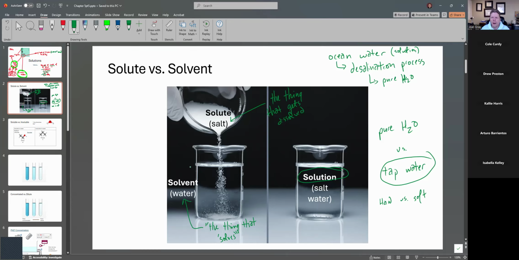One thing that I always think about whenever I'm comparing pure H2O and tap water is distilled water. You can buy distilled water at the grocery store, and distilled water is something that is really good for, if you have a humidifier.